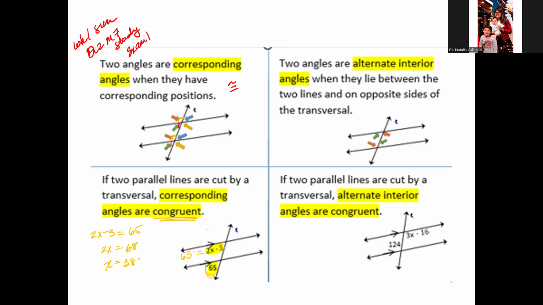So let's plug it in. 2 times 38 minus 3. We're just checking, right? That's 2 times 38. Oh, I'm sorry, it's not 38, it's 34. Did you get 34? It should be 36. 68 divided by 2. It's fine, just grab a pencil.